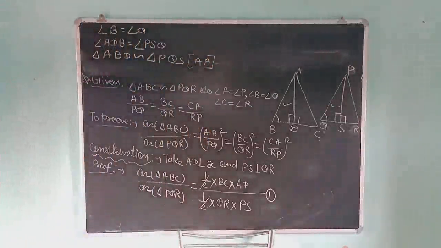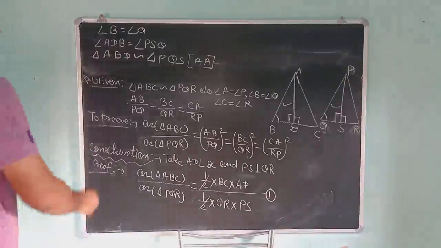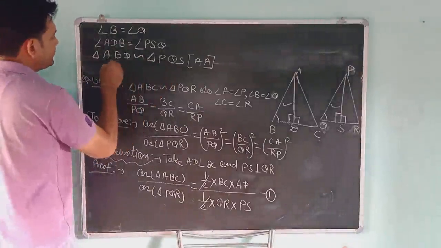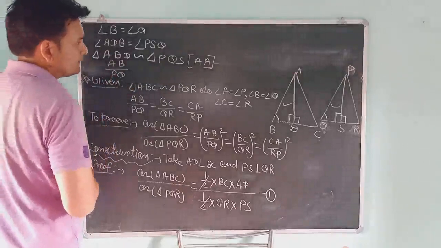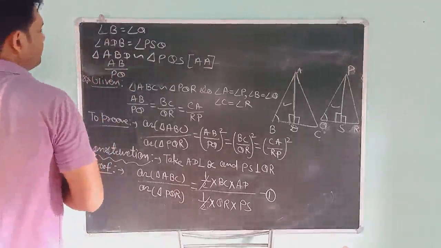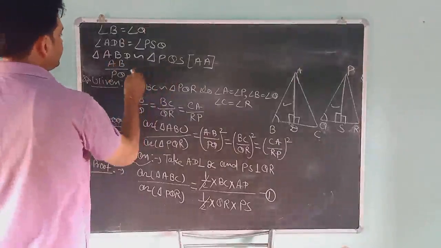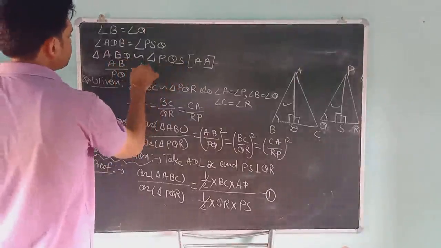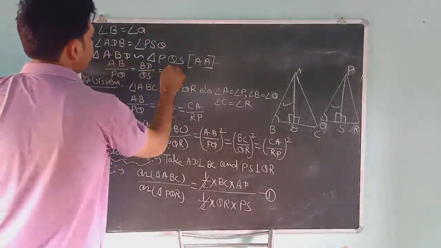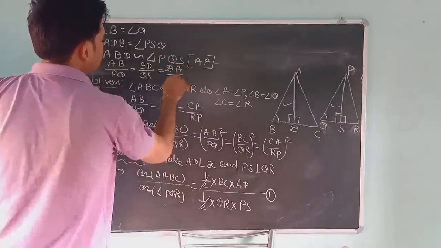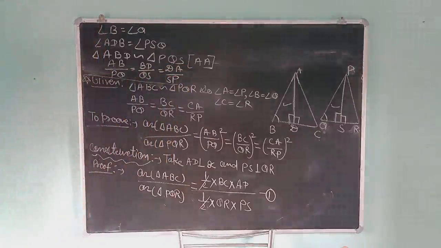Students, you already know that if two triangles are similar, then their side ratios will also be equal to each other. AB upon PQ equals BD upon QS equals DA upon SP. Okay, students, side ratios will be equal to each other.